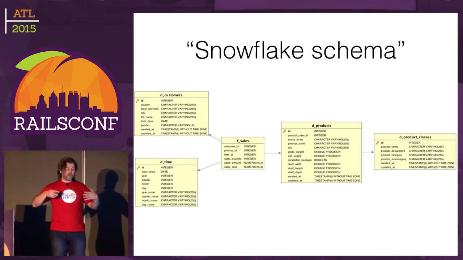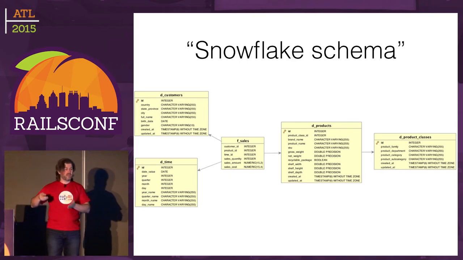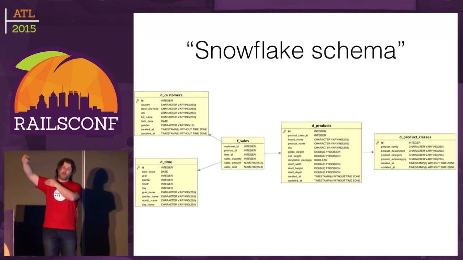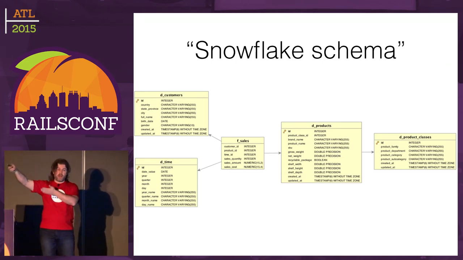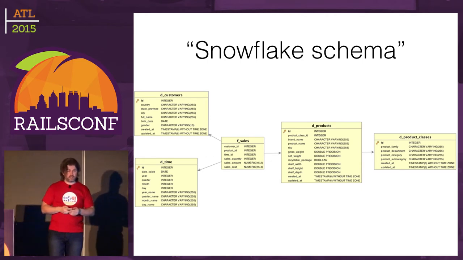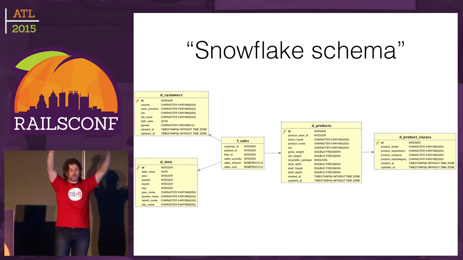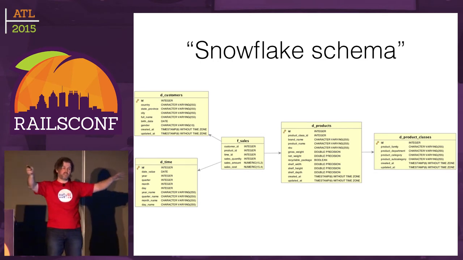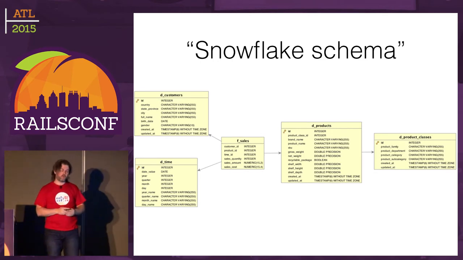And sometimes we don't have simple star schemas. Sometimes we have these so-called snowflake schemas, where some dimensions, like customer, like products in our case, are linked further to some classes or categories dimension, like product classes in this case. And if we have a lot of these, then our database schema starts to look like a unique snowflake.